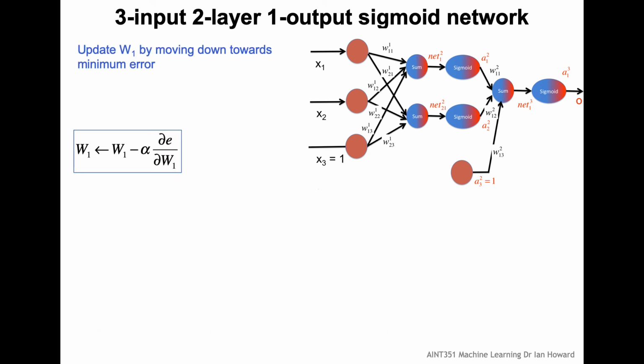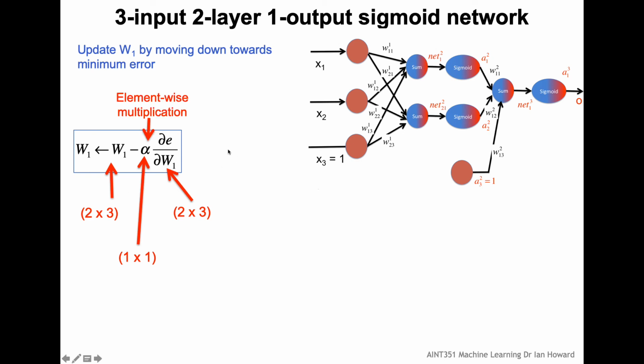So in order to update the weights, we just move them in the direction of the negative gradient. So for this matrix W1, we just say W1 goes to W1 minus a scaling factor multiplied by the gradient of the error with respect to W1. So that's a 2 by 3, that's a scalar, that's a 2 by 3. So effectively we just multiply all those together element-wise with the alpha and the gradient. We scale each element by alpha. And we end up with a 2 by 3 matrix, of course.